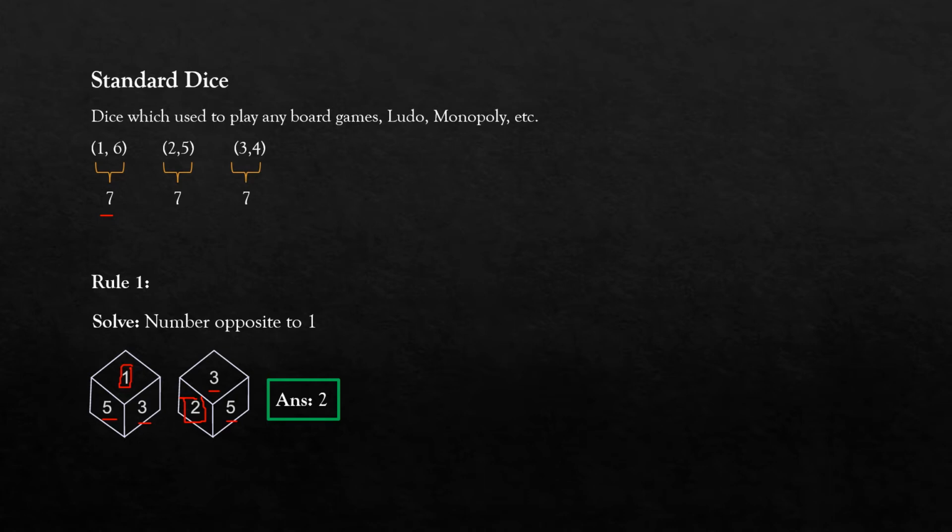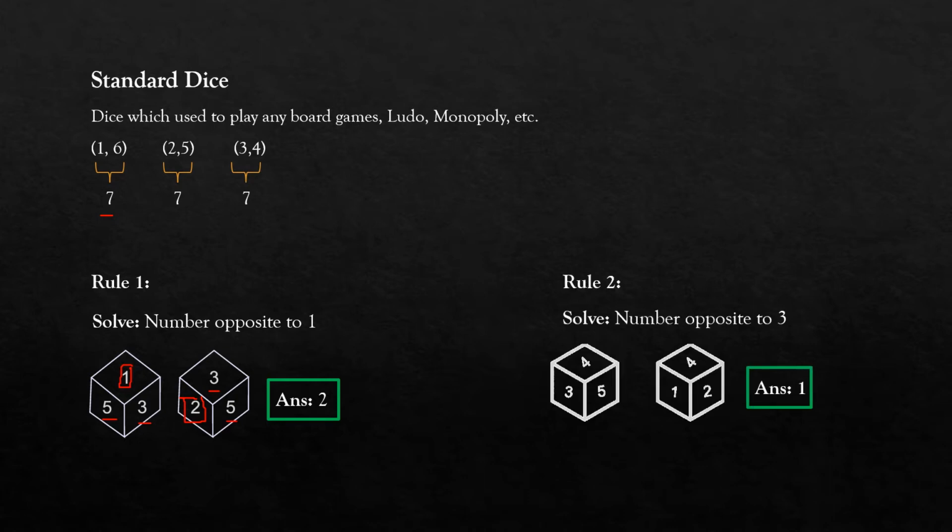It is pretty simple. Then moving on to rule number 2, if you come across something similar where you have one number repeating on both the dice and it is at the same face, then in that case the corresponding numbers, that is 3 and 1, and 5 and 2, will be opposite to each other. So in this case the answer is 1. Both the tricks were very simple and straightforward.